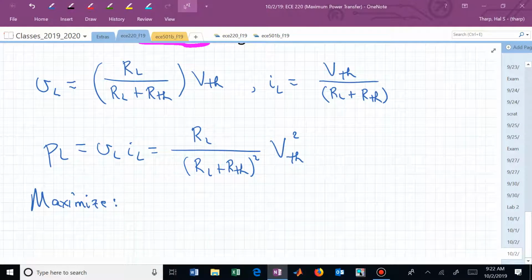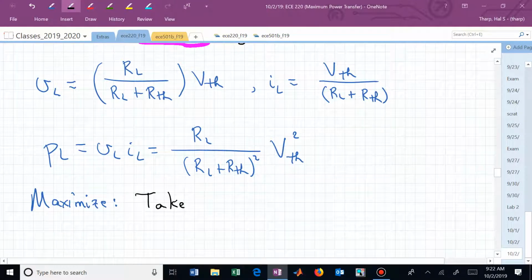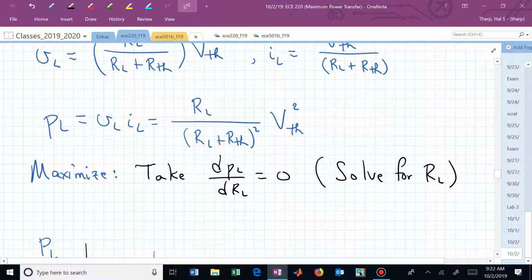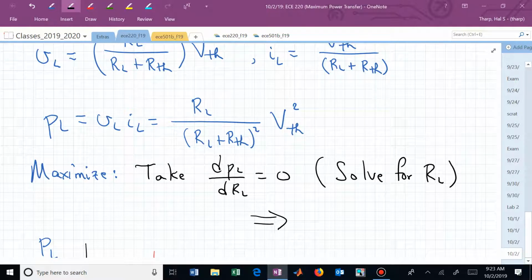To maximize this, we're going to take dP sub L, dr sub L, and set that equal to 0, and then solve for r sub L. And I'm going to let you do that tonight or this afternoon, maybe right after class. Take the derivative of that with respect to r sub L and set it equal to 0 and solve for r sub L in terms of V Thevenin and R Thevenin. And what are you going to find?